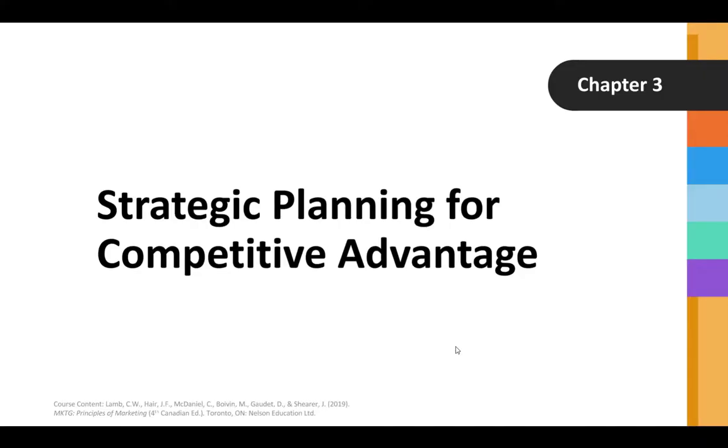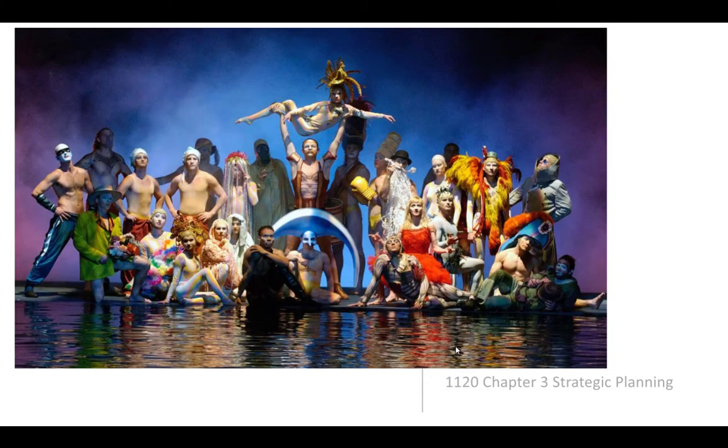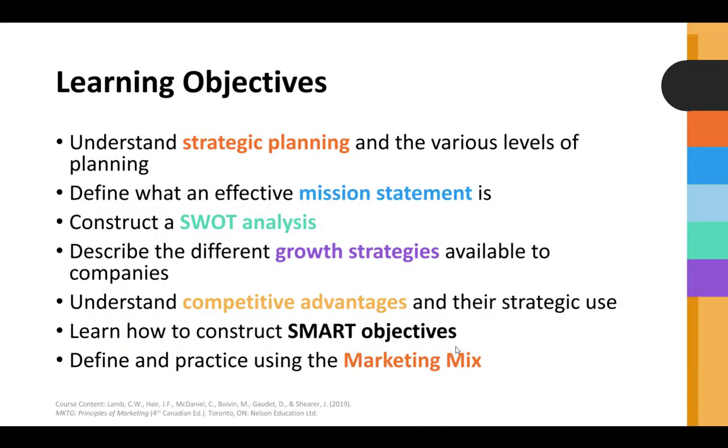All right, chapter 3, strategic planning for competitive advantage. We're going to base a lot of our examples on Cirque du Soleil, but we have a bunch of other activities that we're going to also focus on in class. So the learning objectives, so many learning objectives. Don't worry, we'll try to keep it simple, but we're going to understand what strategic planning is.